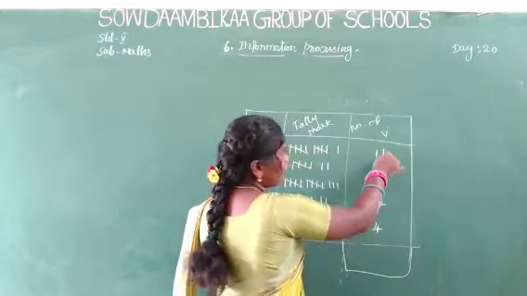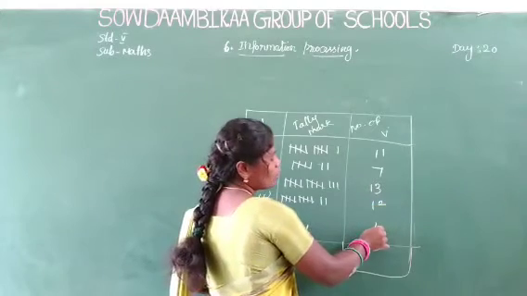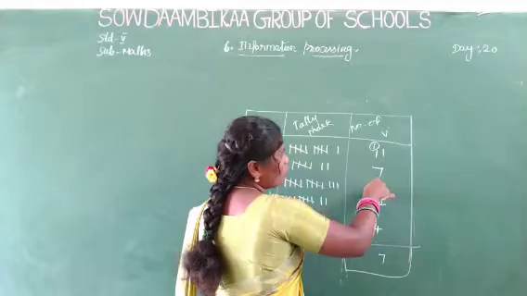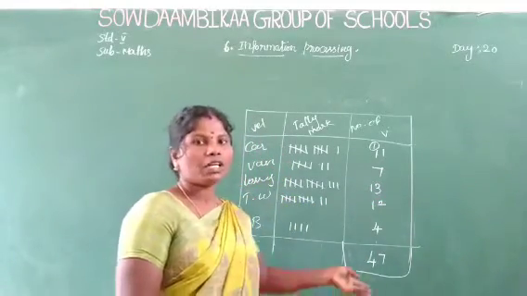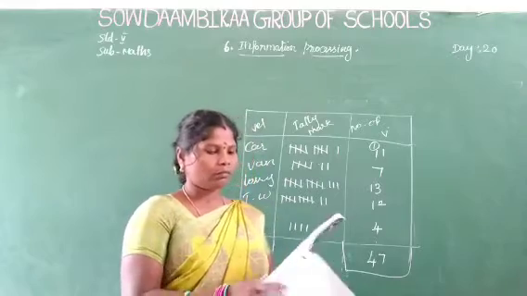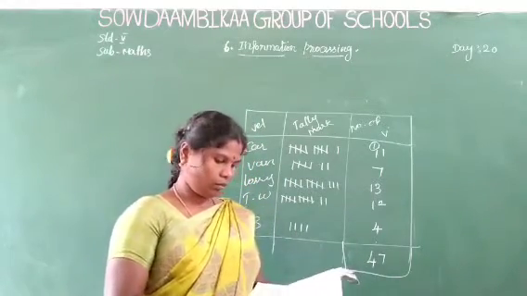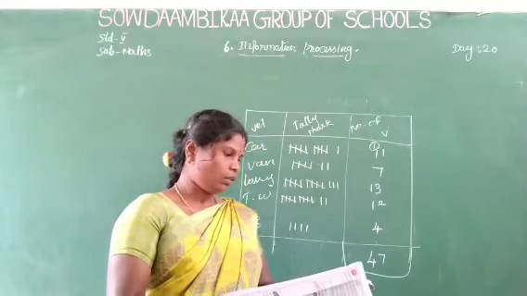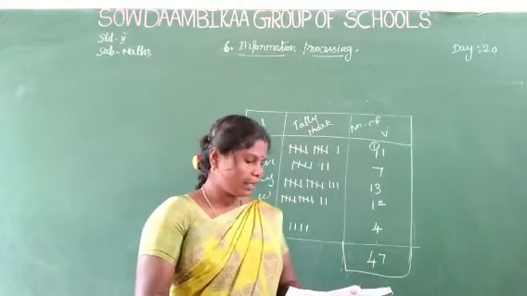7 plus 3, 10. 10 plus 1, 11. 11 plus 2, 13. 13 plus 4, 17. Remaining: 1 plus 1, 2. 2 plus 1, 3. 3 plus 1, 4. So the total vehicles that crossed at the particular time is 47. This is the graphical representation of data in a tally sheet.